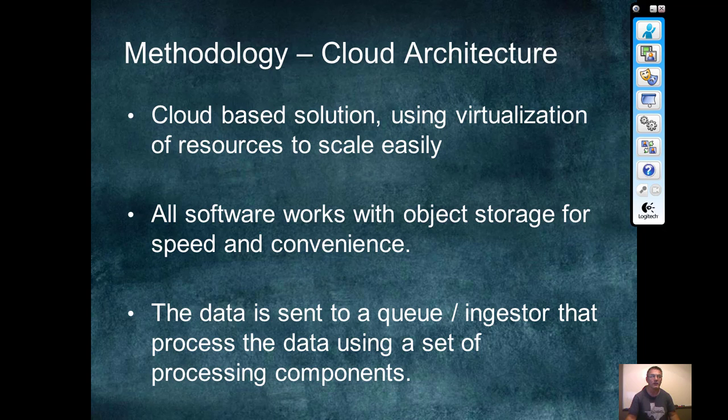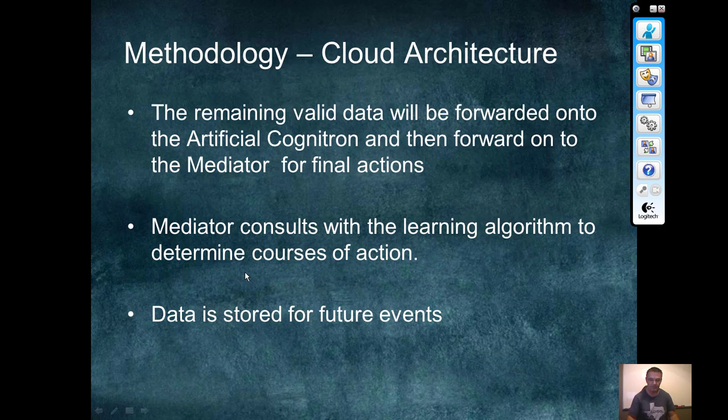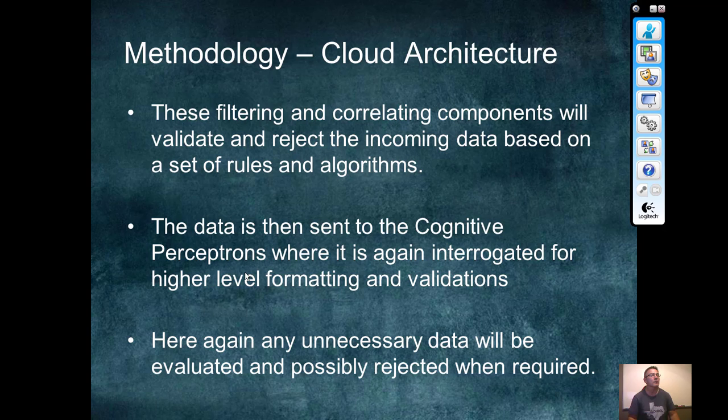All software that we're looking at is set up to, or must, use cloud object-based storage. All data is sent from the controllers and the nodes at the on-location site and sent up through the cloud to the back-end system. The system includes a number of components for filtering and correlating the data, and also determining if certain pieces of data need to be rejected. After it passes through this initial ingester, it's handed off to the cognitive perceptrons, which do some additional interrogation and validating and formatting of the data.